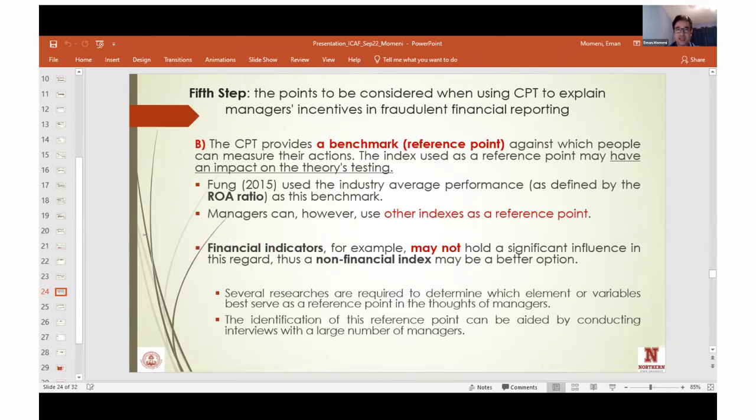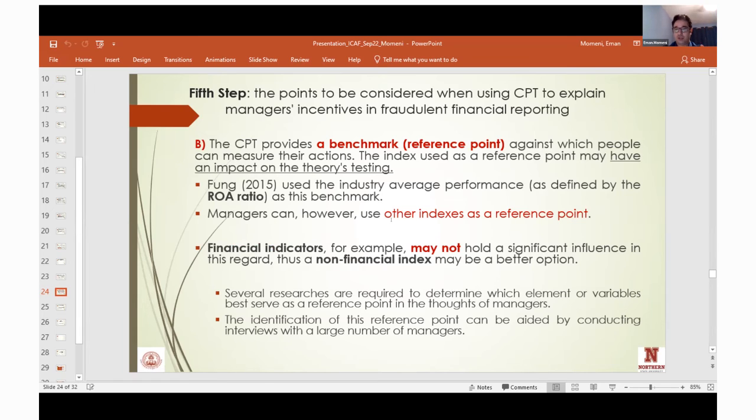The second point is that in the CPT model, there is a benchmark as a reference point. People can measure those actions against it, and the index has been ROA or different monetary elements in the research.